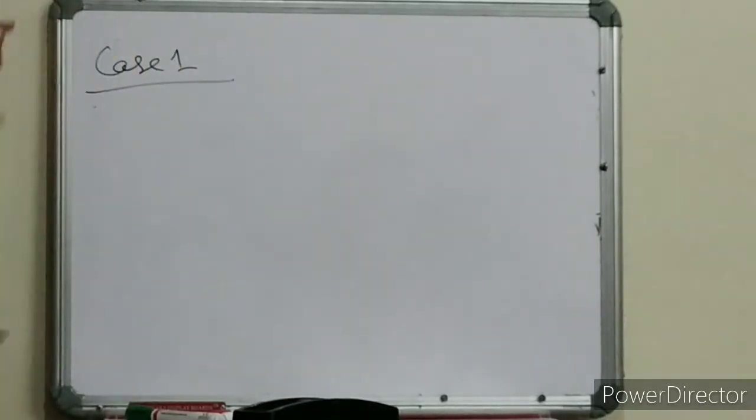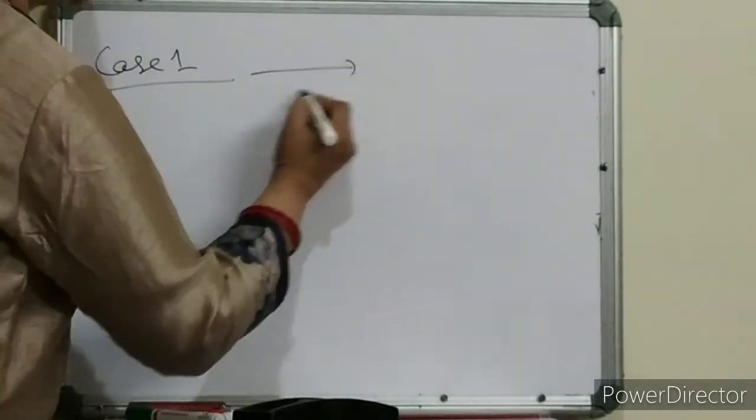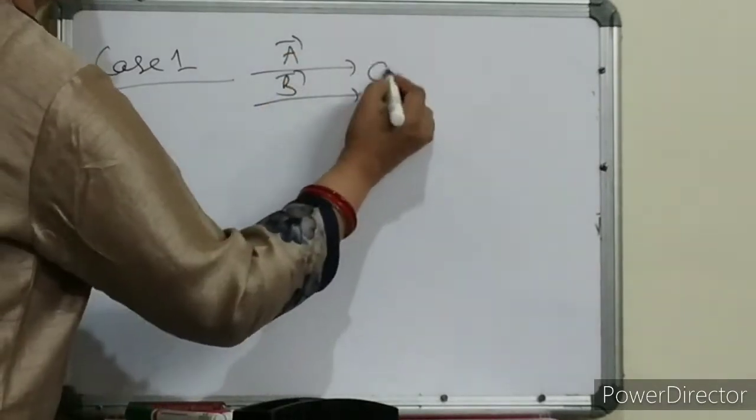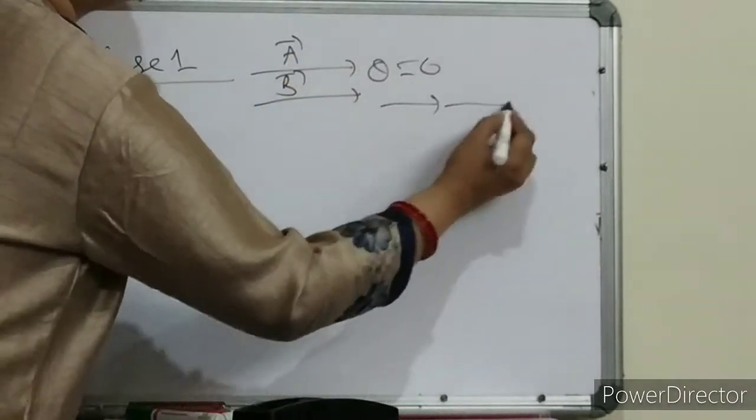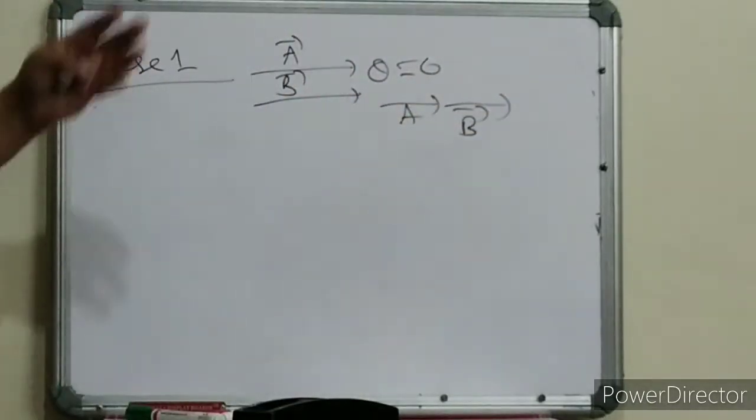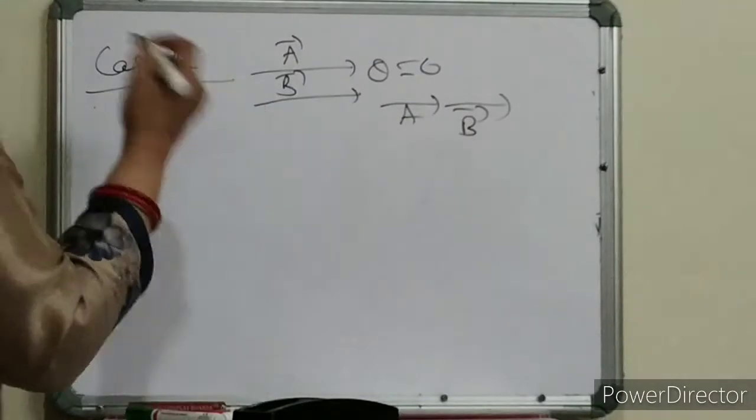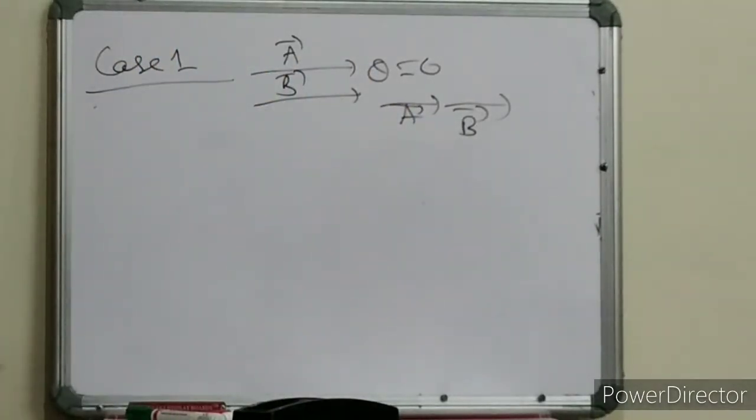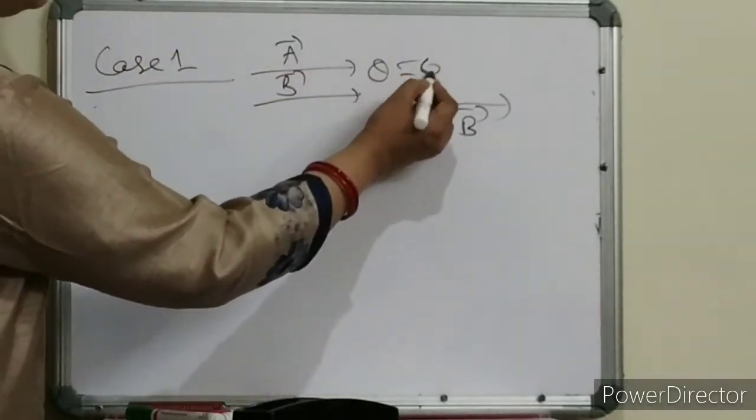Case 1 is when A and B both are in the same direction. That means theta is equal to 0. We know A, B, so the resultant will also be in the same direction, as we have seen in the analytical method also. In the graphical method. So here we will see as per the formula now. See, theta is equal to 0 degree.